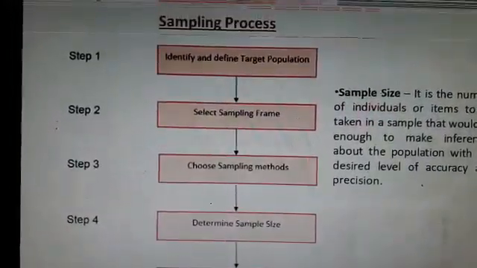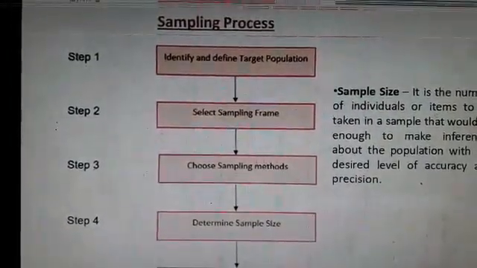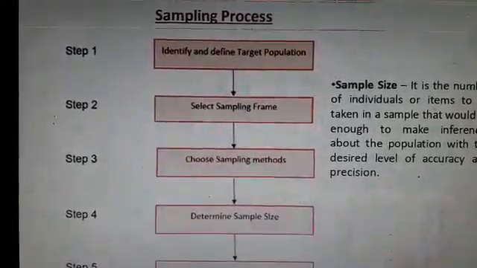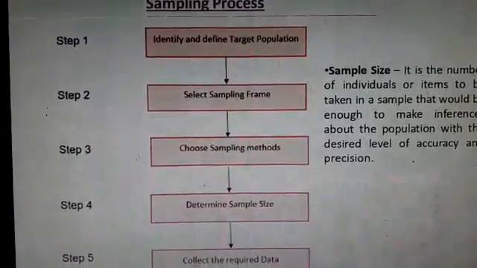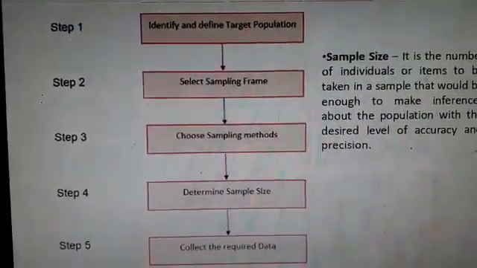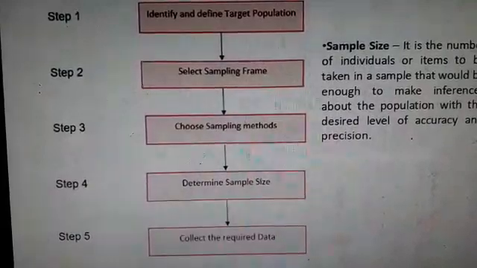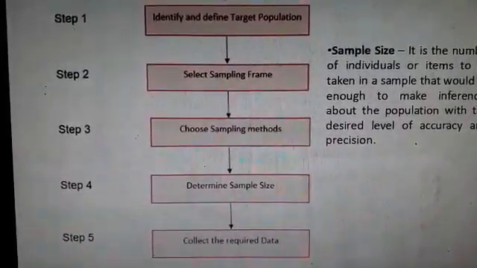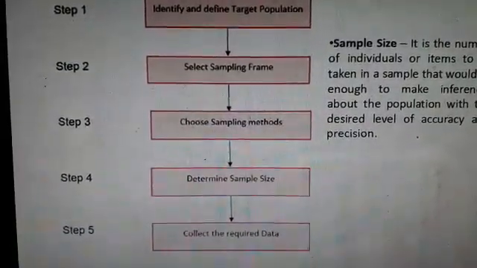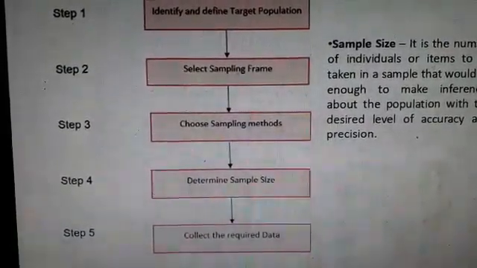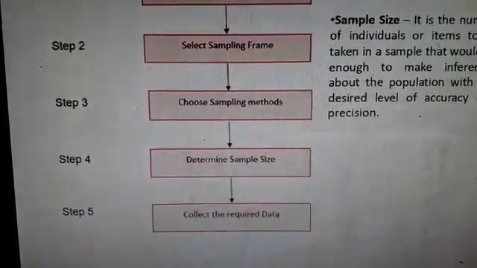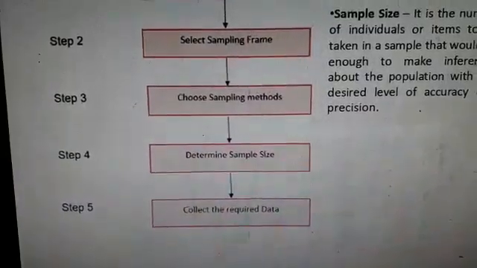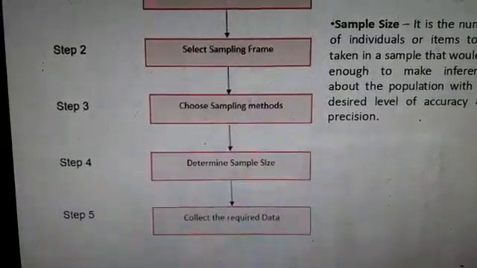In the previous lecture we discussed the sampling process. Step 1, identify and define the target population. Step 2, the sampling frame. Step 3, different sampling methods, probability and non-probability, and we discussed different methods in each. In step 4, we are going to determine the sample size. And finally in step 5, we'll go for collecting the required data.